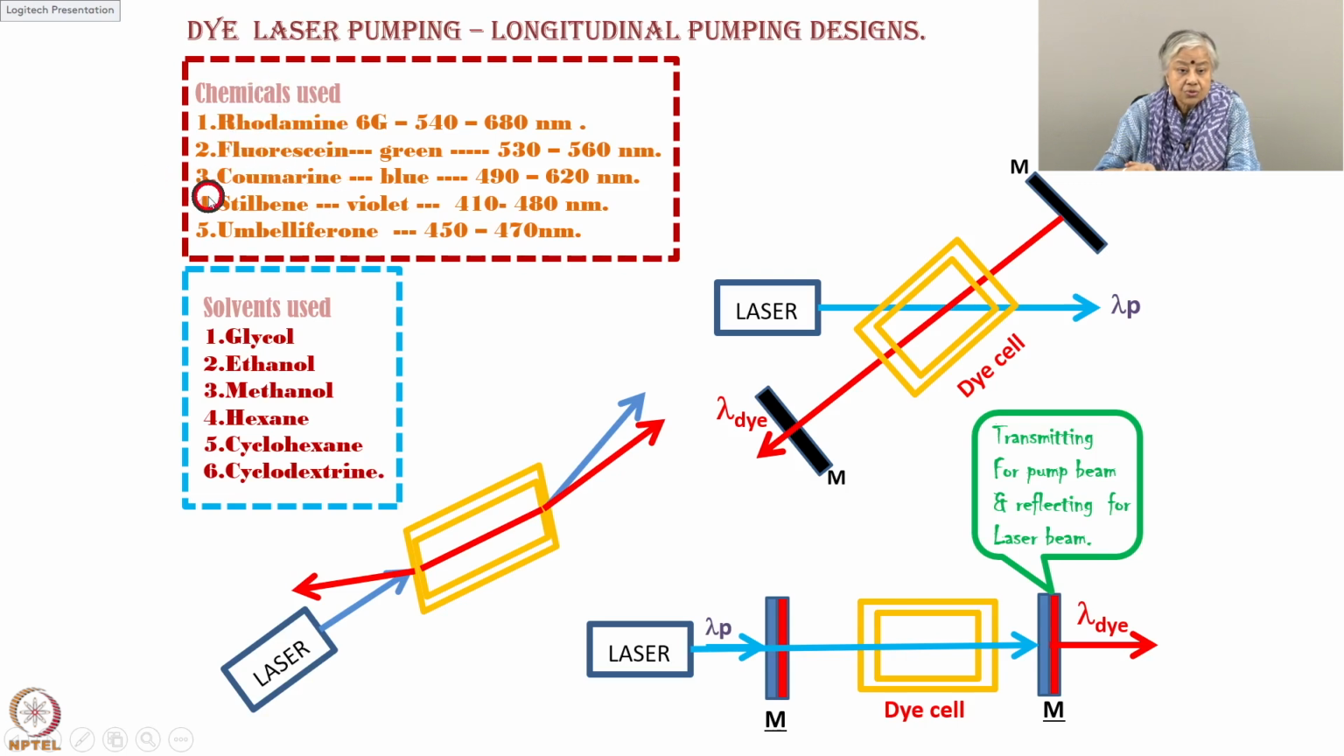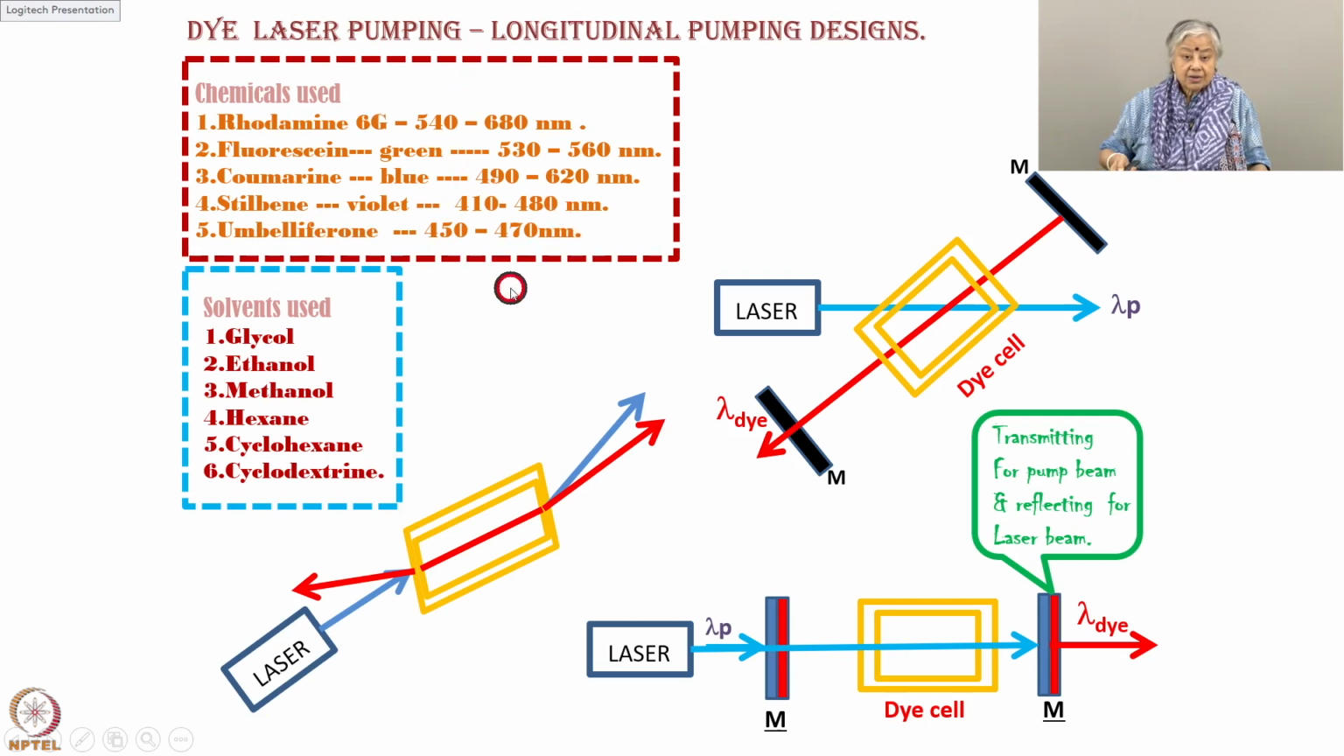If you change the dye to, the names are really a mouthful, fluorescein, which gives you an emission in the green region of the visible region, 536 to 560 nanometer. Then you have another dye called the coumarin dye, which emits in the blue region. So, you have a blue lasing action, which is in the 490 to 620 nanometer region. Then you have stilbene, which is in the violet region, and then umbelliferone, which is in the 450 to 470 nanometer region.